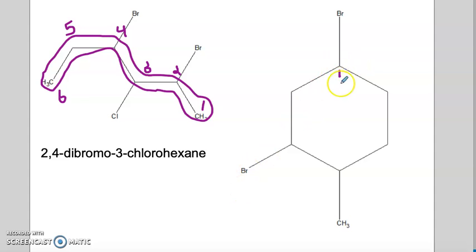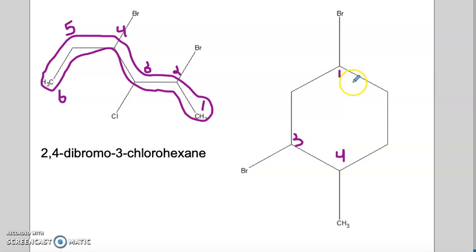And the reason we're going to choose this bromine is if I choose this one as 1, then I'm going to use a 3 and a 4. If I chose this as 1, I would use a 1, a 2, and a 5. Because a 1, a 3, and a 4 is less. Those are going to be the numbers that we are going to want to pick, okay?